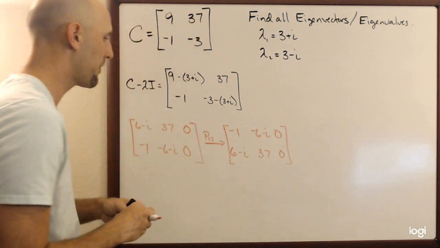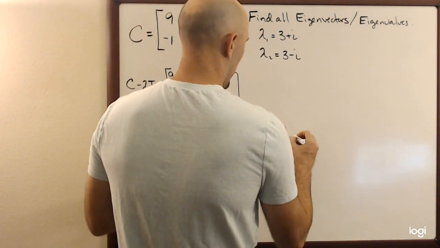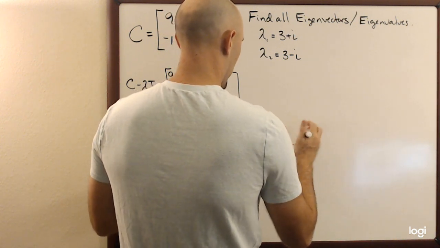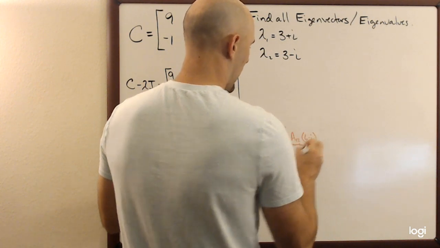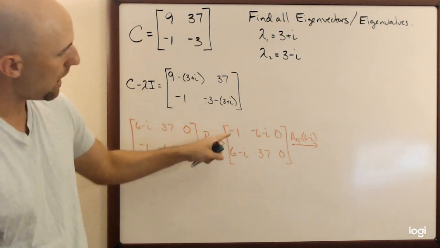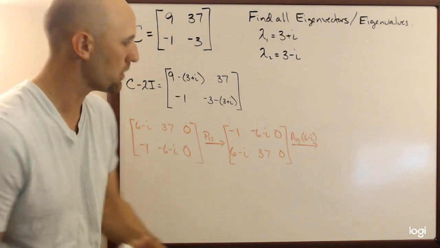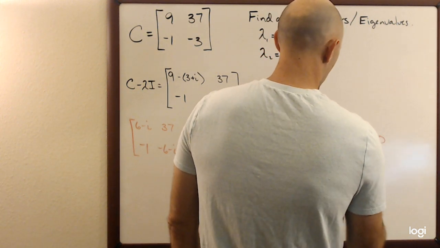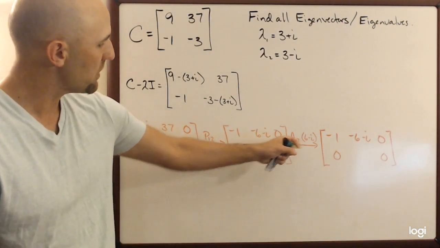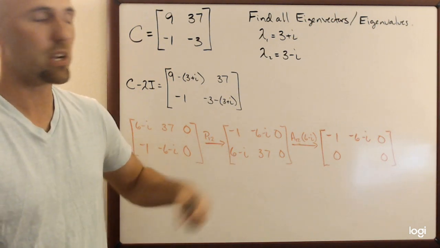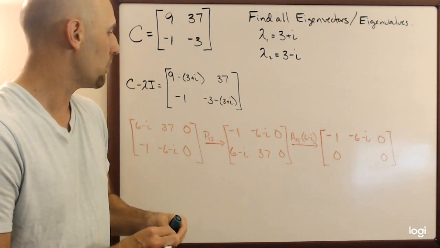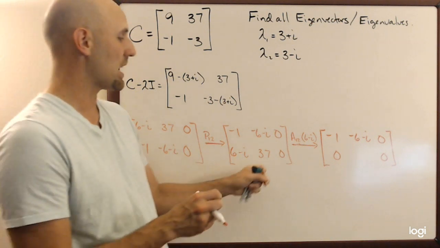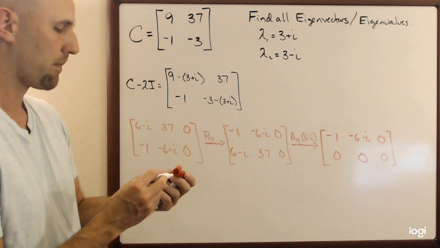Let me eliminate this bottom row. I know it's got to come out to all zeros. We add a 6 minus i multiple of row 1 to row 2. This is negative 1 times 6 minus i plus 6 minus i, which has to give me 0, since those are additive inverses. First row won't change: negative 1, negative 6 minus i, 0. Second row is a 0. You can verify for yourself: 6 minus i squared is 36 minus 1, so negative 6 minus i times 6 minus i is negative 37. Negative 37 plus 37 is 0. Great.